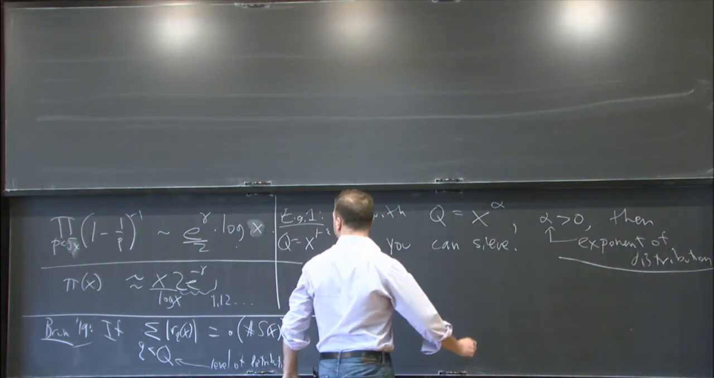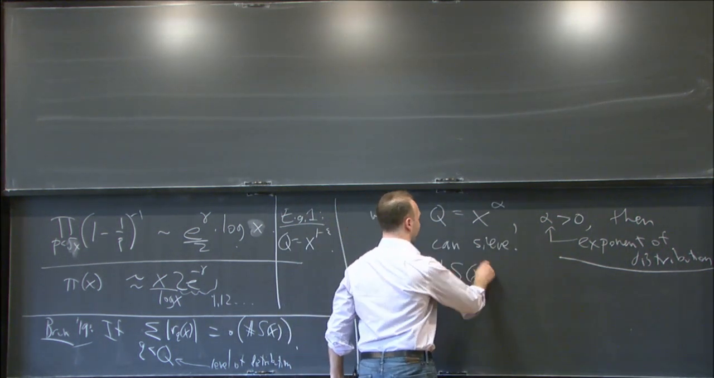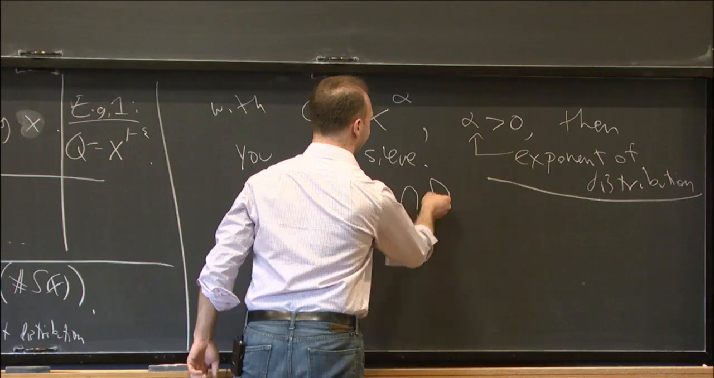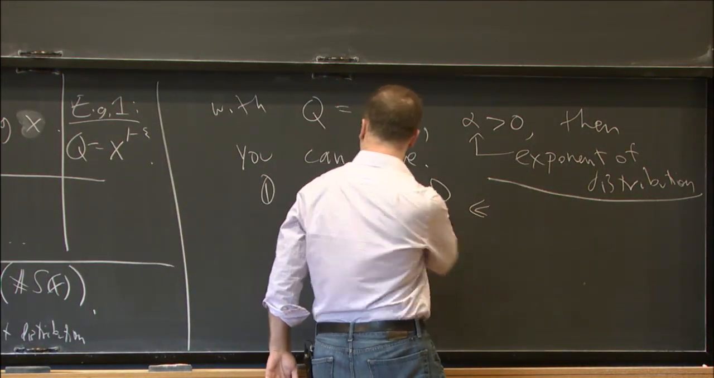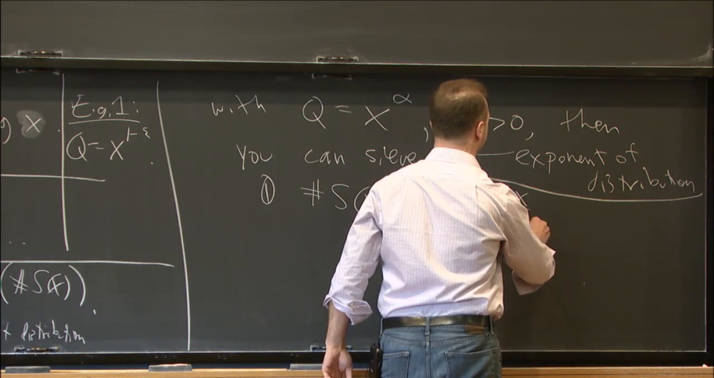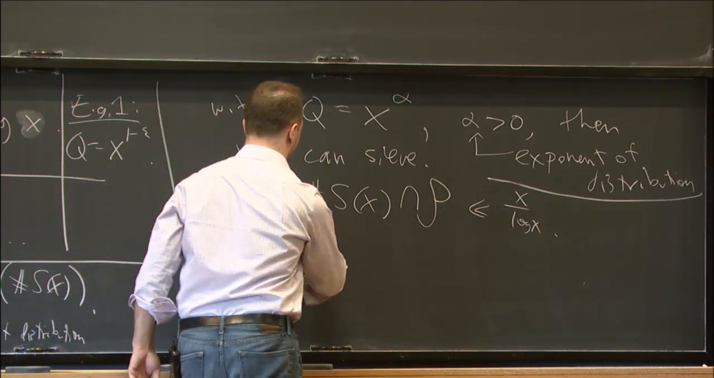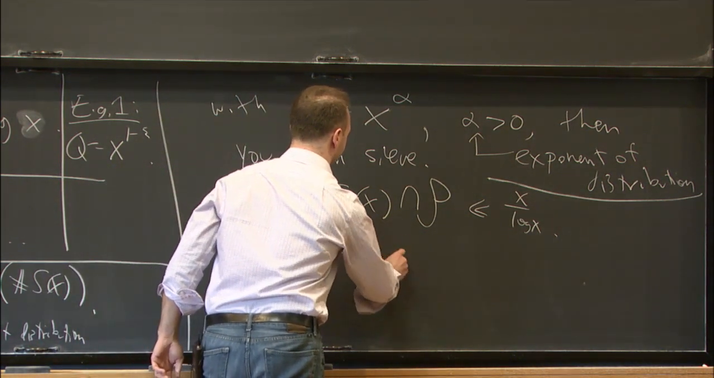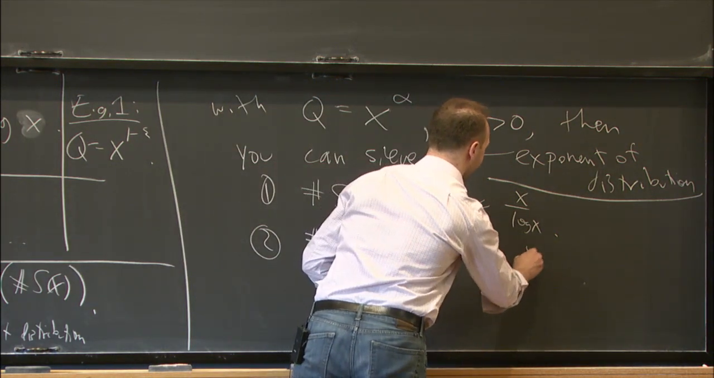And what does it mean you can sieve? Well, you can do two things, typically. One, you can get upper bounds for the number of primes in your set of the correct order of magnitude. So in this case, you'll get an upper bound x over log x. And two, you'll get a lower bound. You'd love to get a lower bound on the number of primes of the correct order of magnitude.